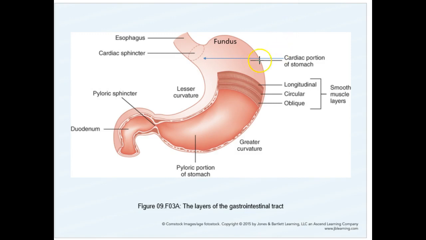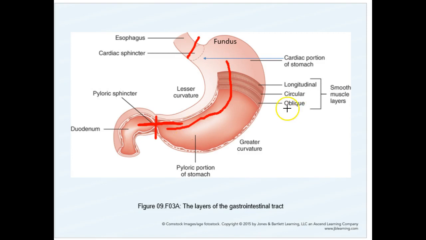Moving down the stomach, you've got the body, which narrows down into the pyloric region. At the pyloric region, there's a sphincter. And please note that there's a sphincter here known as the cardiac or the lower esophageal sphincter, some people call it. And we're going to talk about this pyloric sphincter because this can actually stenose or narrow.